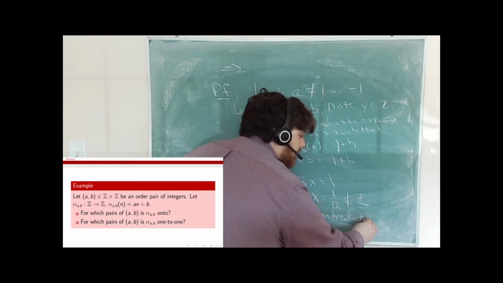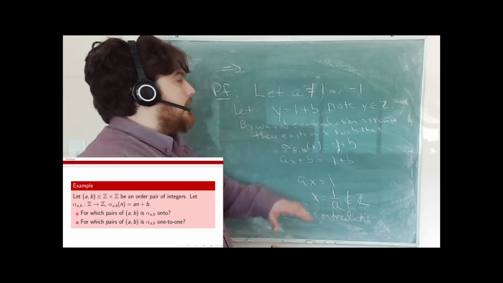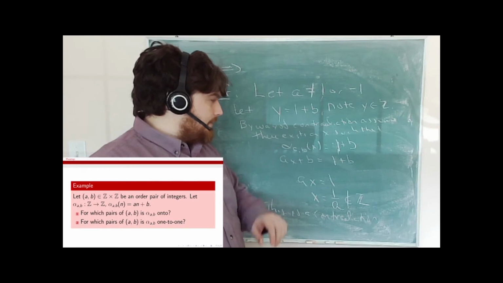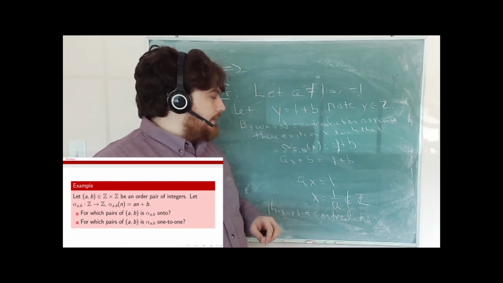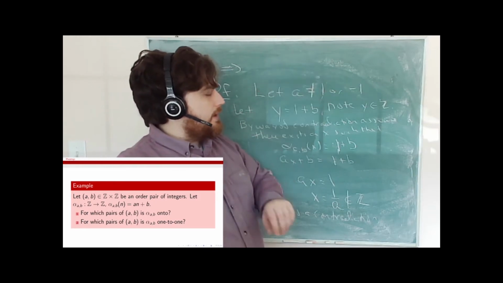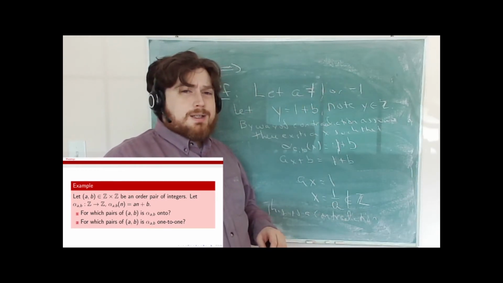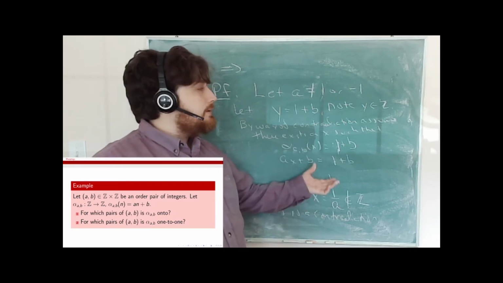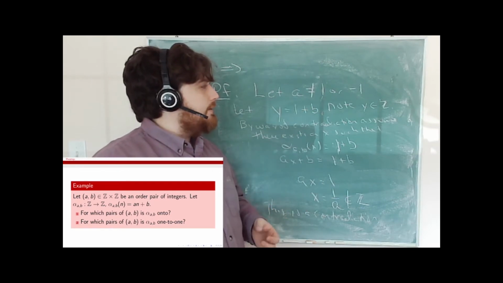So what does that mean? Well, for y equals 1 plus b, we cannot find an x that maps to that y value. Hence, if a is not 1 or negative 1, our mapping is not onto. So by the contrapositive, if our mapping is onto, a has to be 1 or negative 1.